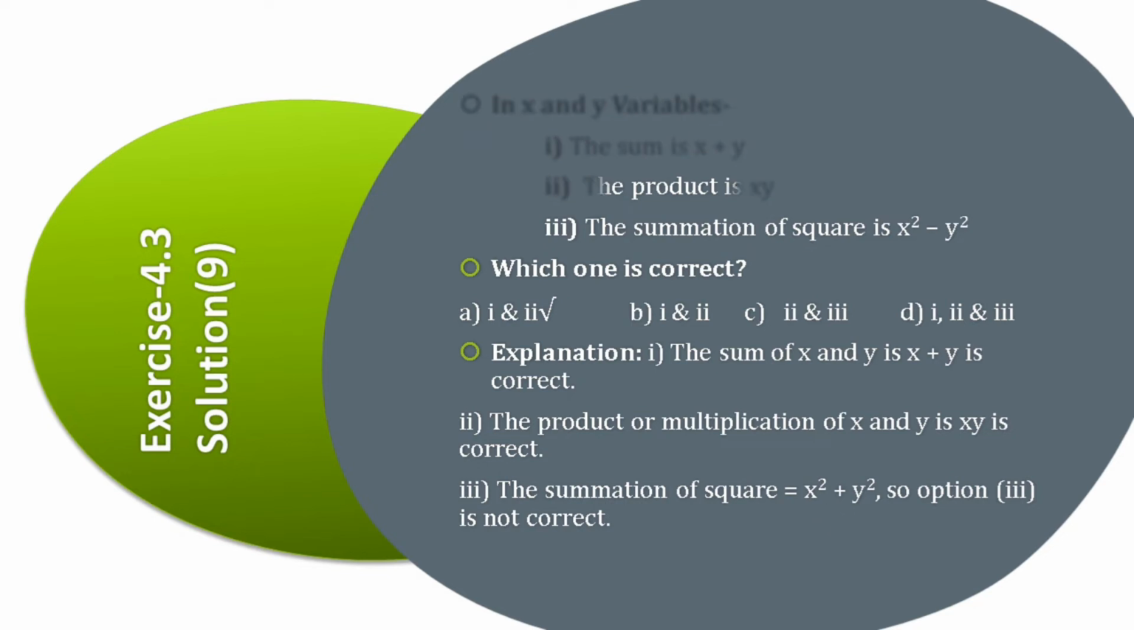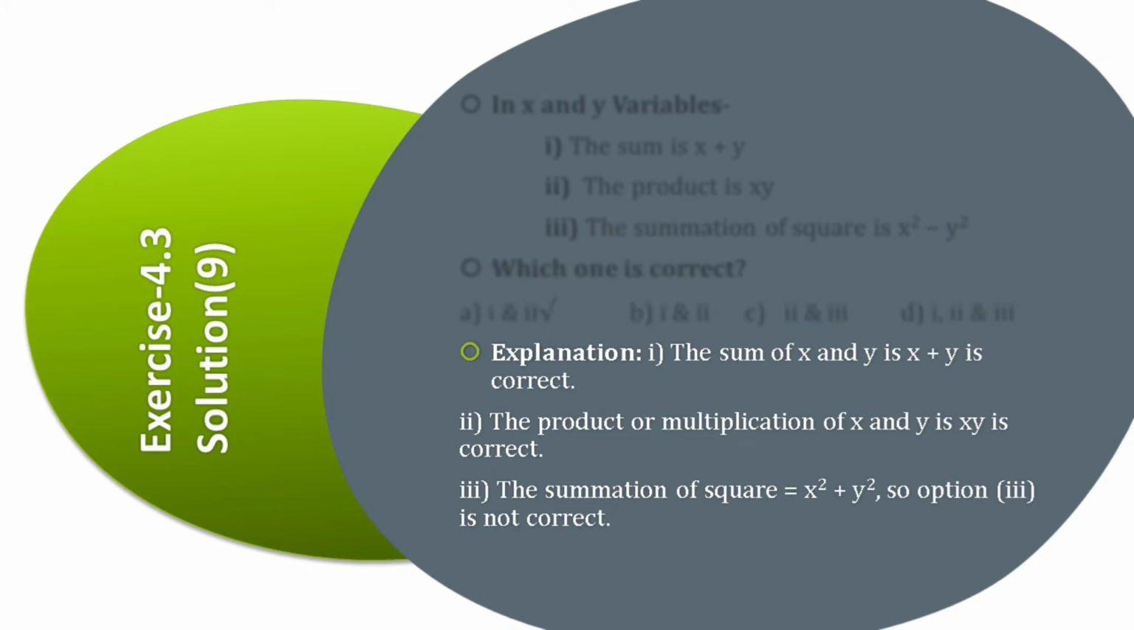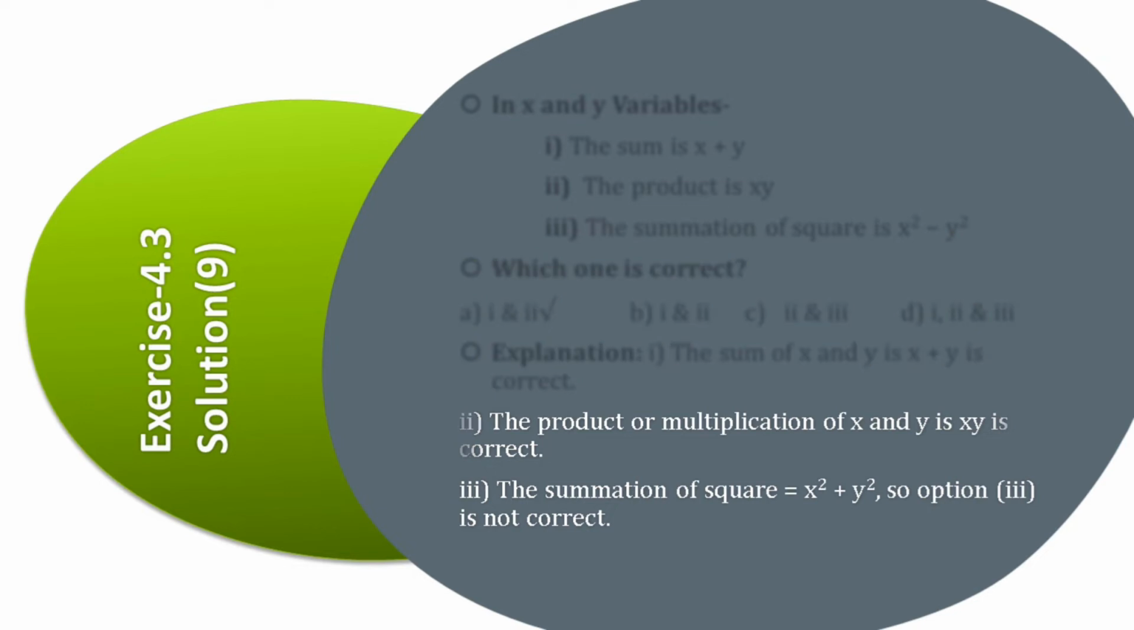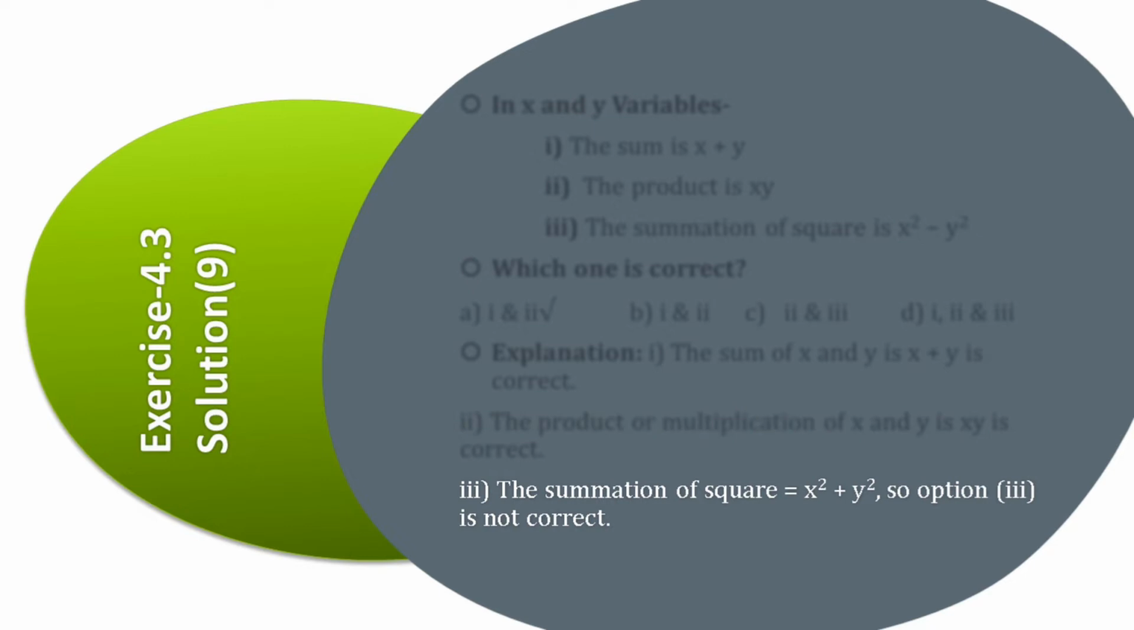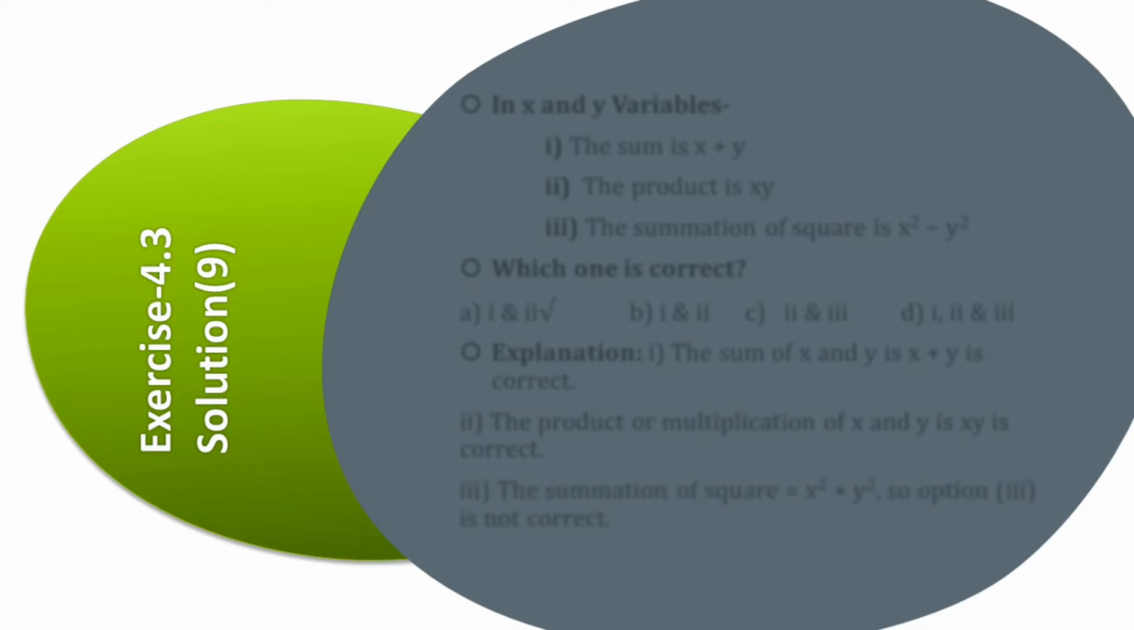So my dear, this is the question. The summation of a square is x square minus y square. That is not correct because as you know, if we write x square minus y square, that would be the subtraction.